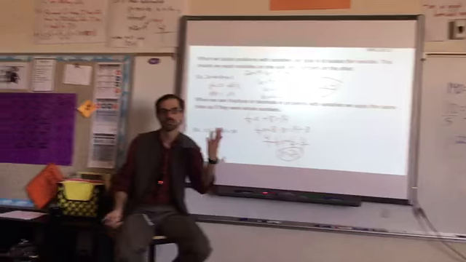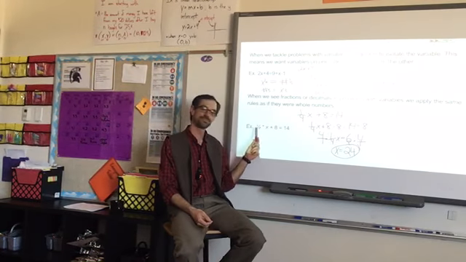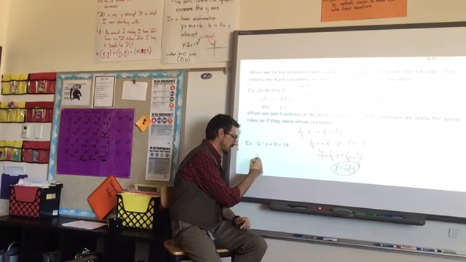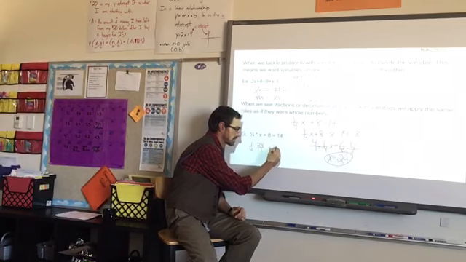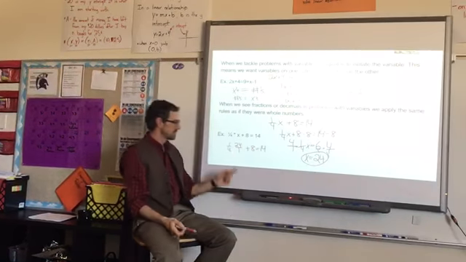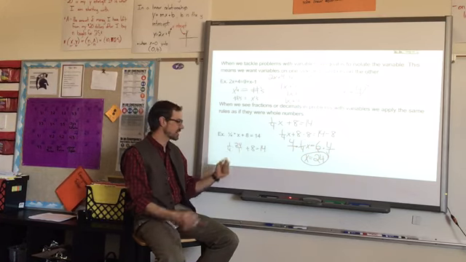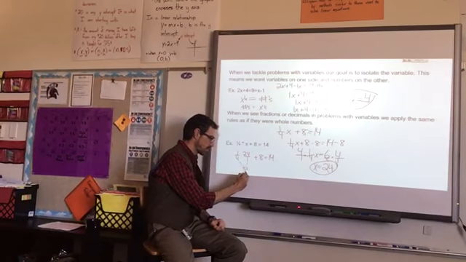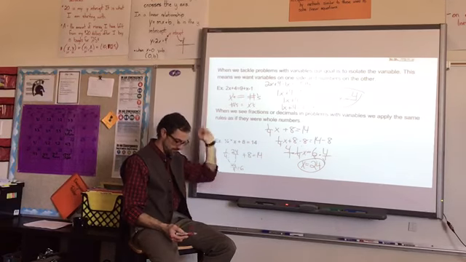What can I do? Plug it in. I take the 24, I plug it in. I check, here's my x. So it's going to look like this. I know 24 times 1 is 24. 4 times 1 is 4. So what's 24 divided by 4? 24 divided by 4 equals 6. 6 plus 8 is 14.